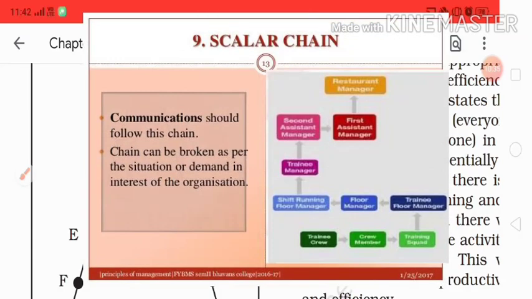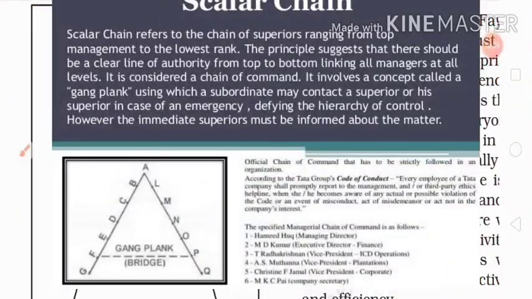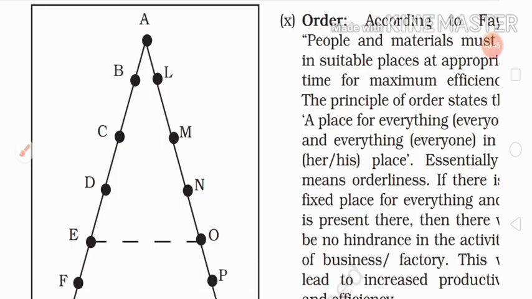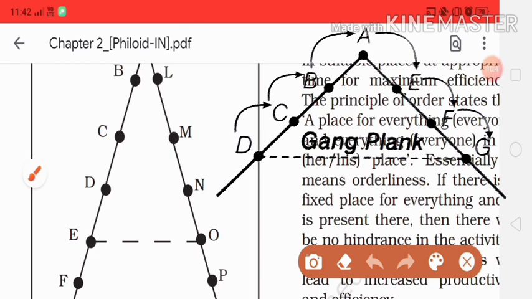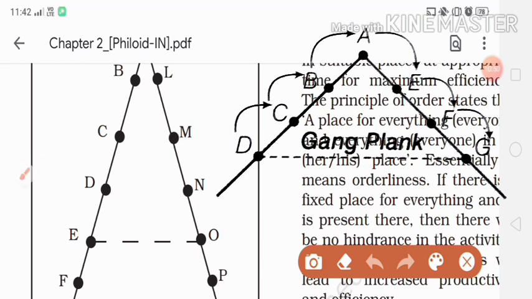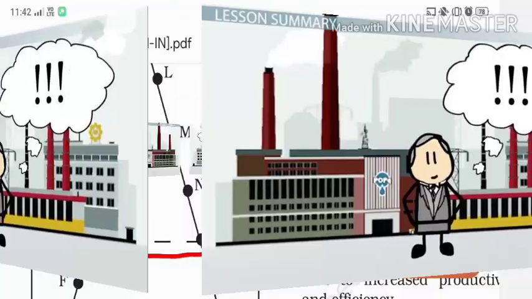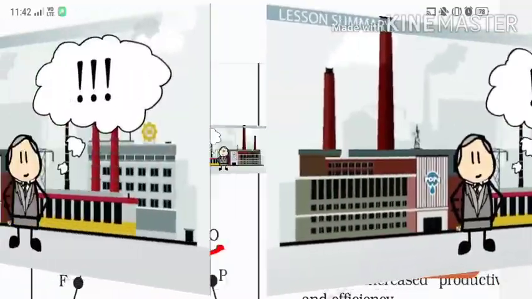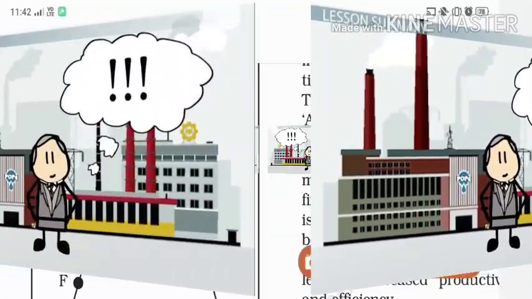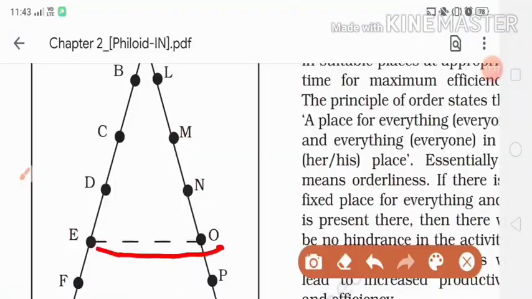But sometimes following the scalar chain becomes a long process, and if some important information has to be passed, it gets delayed. So in the case of emergency and urgent information, Fayol permitted a shortcut in the chain, which is called gangplank. Gangplank permits direct communication between the employees working at the same level of authority without following the scalar chain. So for example, if E wants to pass some urgent information to O, then instead of following the long route of the scalar chain, he can directly communicate with O by constructing a gangplank.